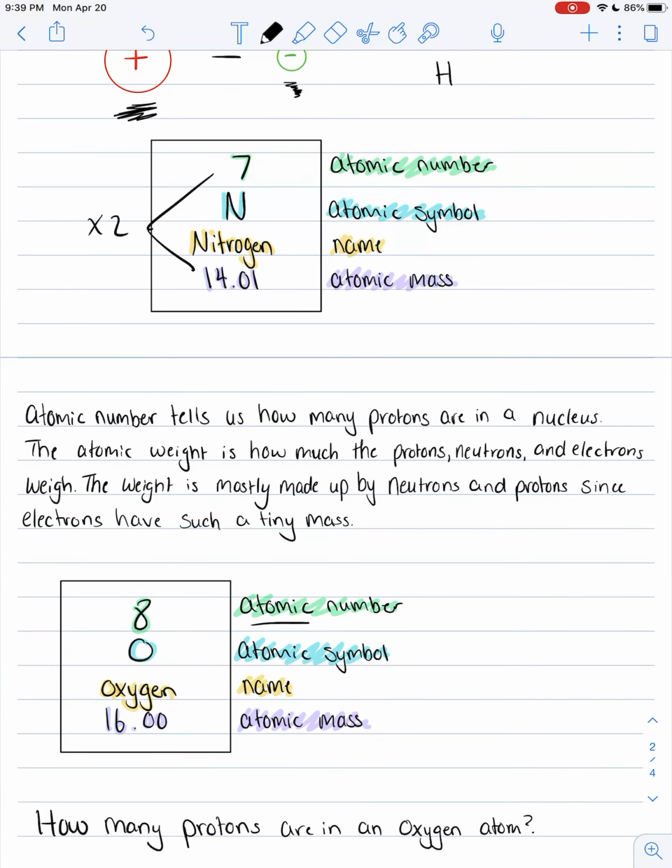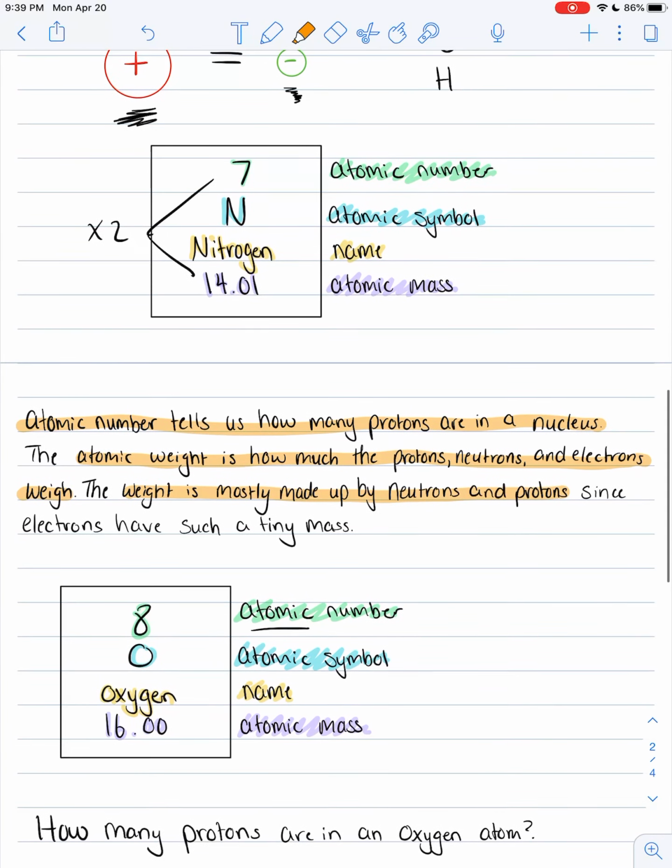So again, this is going back over what I just said. The atomic number tells us how many protons are in a nucleus. The atomic weight is how much the protons, neutrons, and electrons weigh. The weight is mostly made up by neutrons and protons because electrons have such a tiny mass.